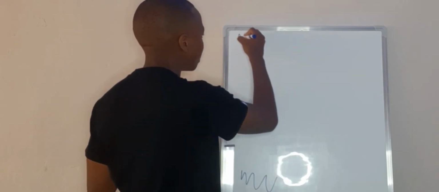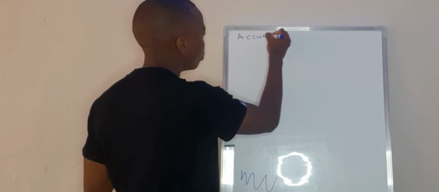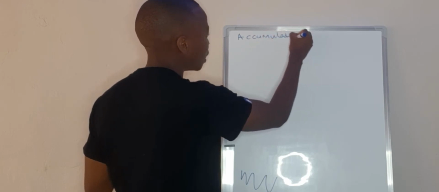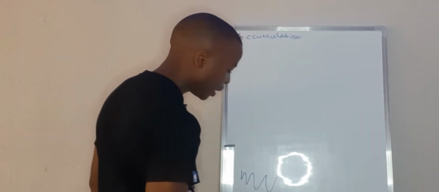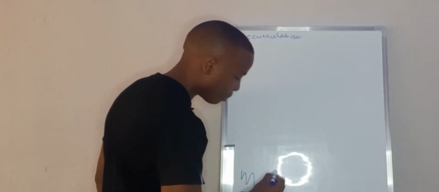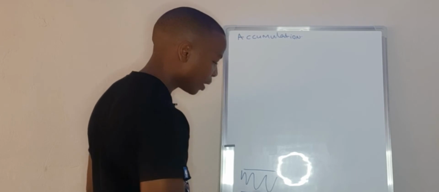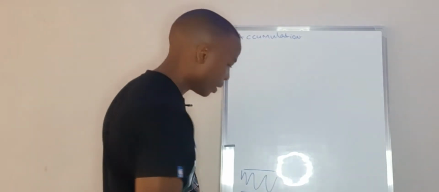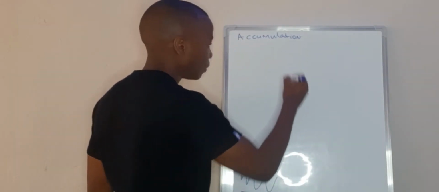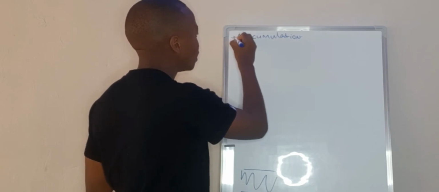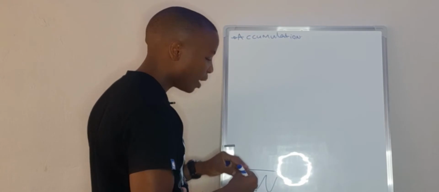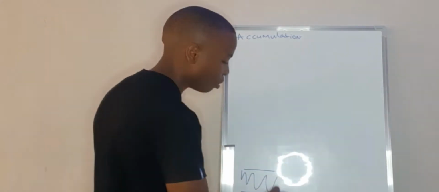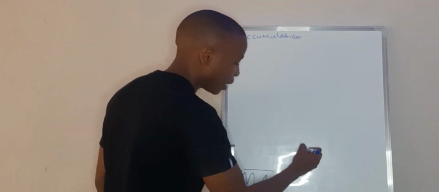Let me write this down. Accumulation. An accumulation is here at the bottom. It could look like a consolidation. Now, accumulation is when they accumulate funds. They gather up their funds in order to push the market high.